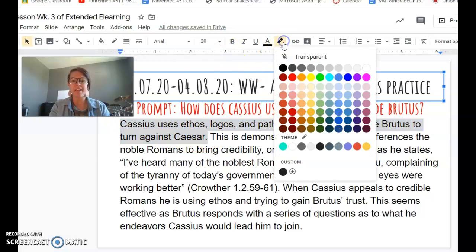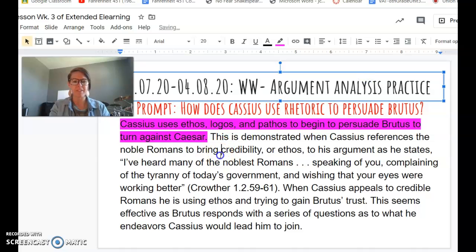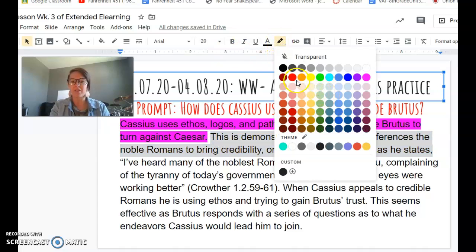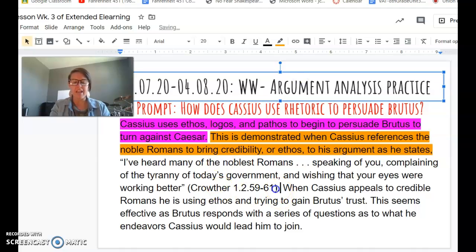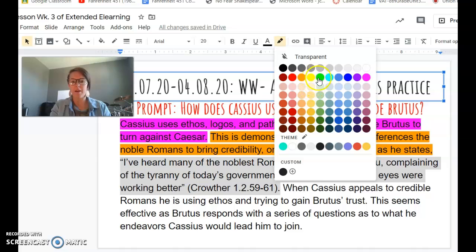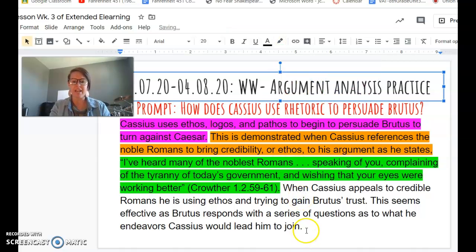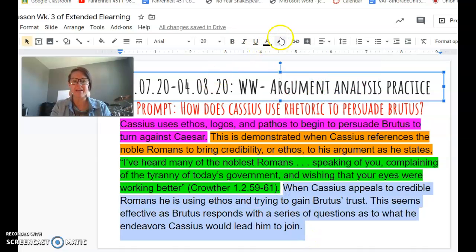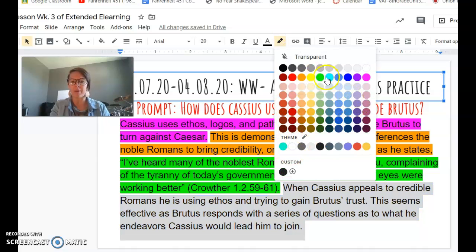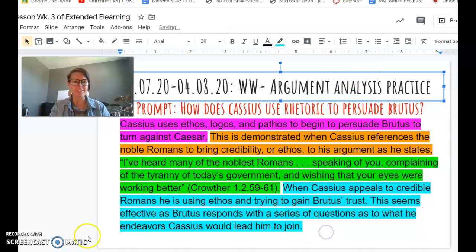This first one is my claim statement. So I'm going to make that pink. The second one is my topic sentence. And so I'm going to make that orange. Then I have my quoted evidence from the text with my appropriate in-text citation. And then lastly, I end with my explanation or my reasoning, and that is blue.